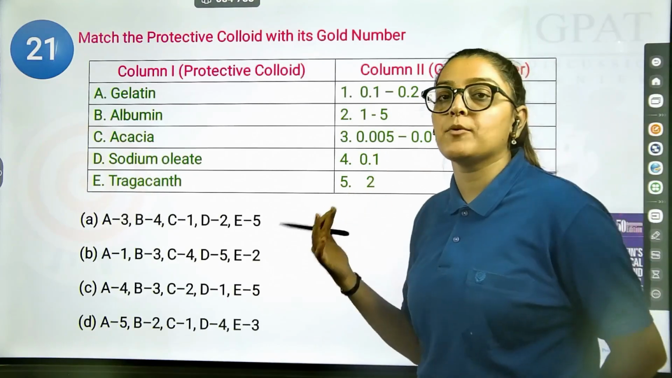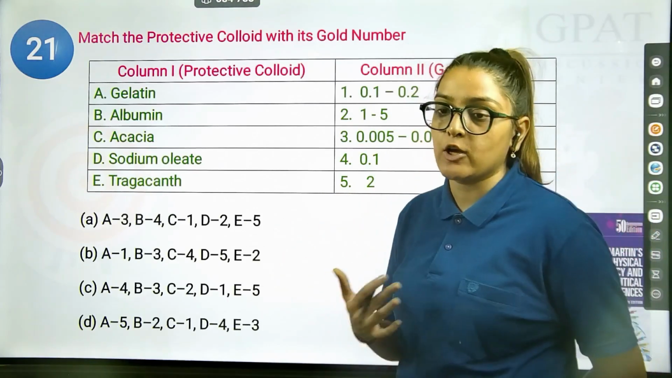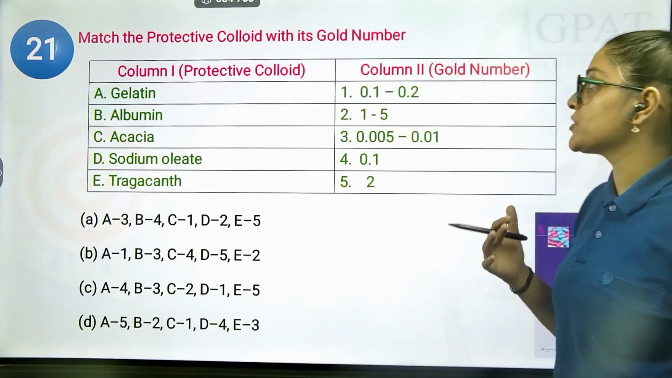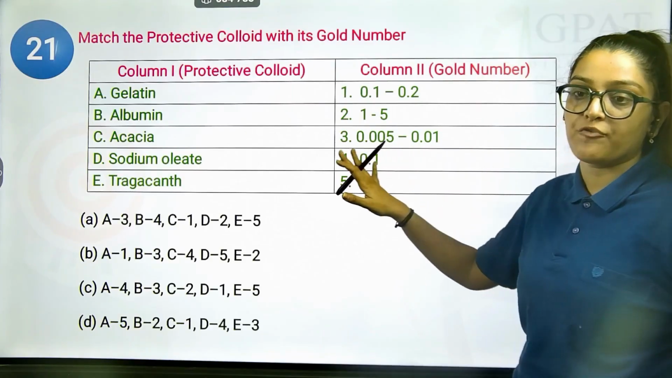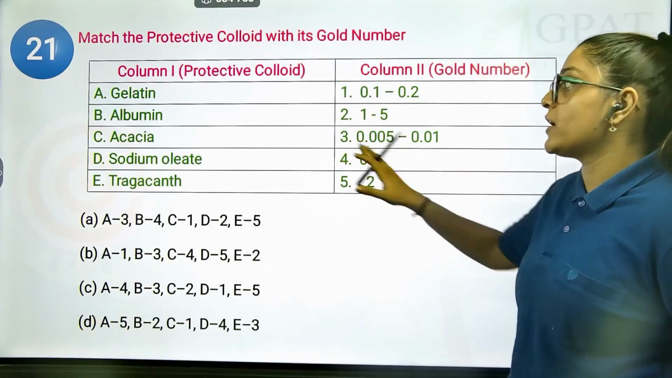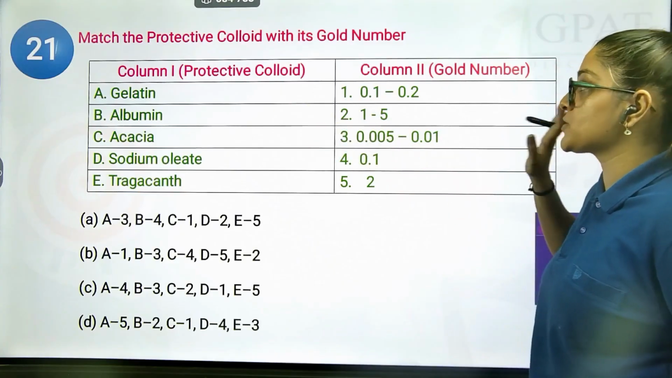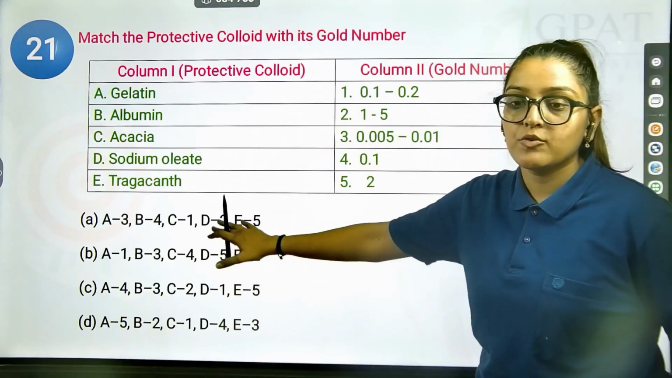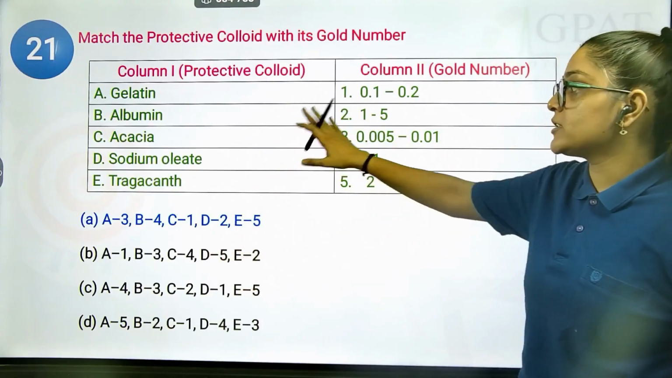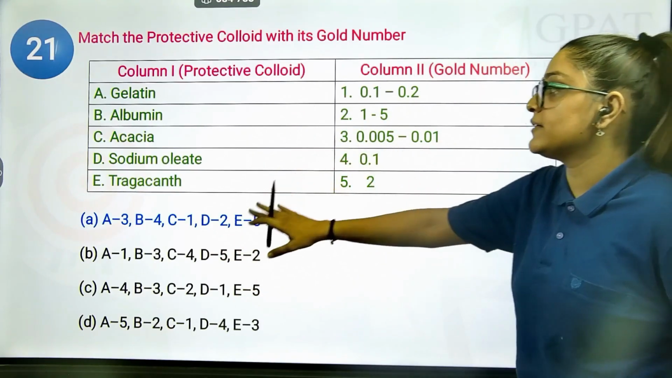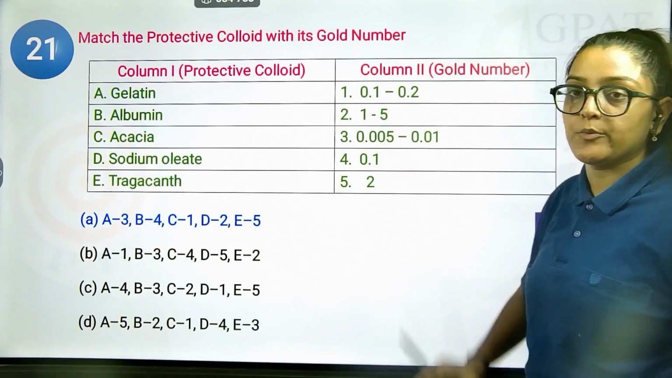Next, match the following with the gold number. Gold number is very important. It is relevant to the protective ability of the colloid. For example, for the gelatin, everybody knows that gelatin has around 0.005 to 0.01. So first we have A option for the third. Only if you know this, you could have easily ticked that the correct answer will be option number A. Then for the albumin we have around 2. Then for the acacia we have 0.1 to 0.2.